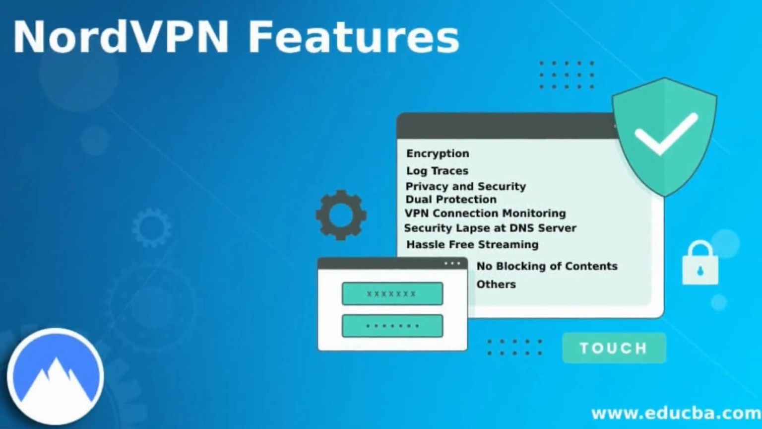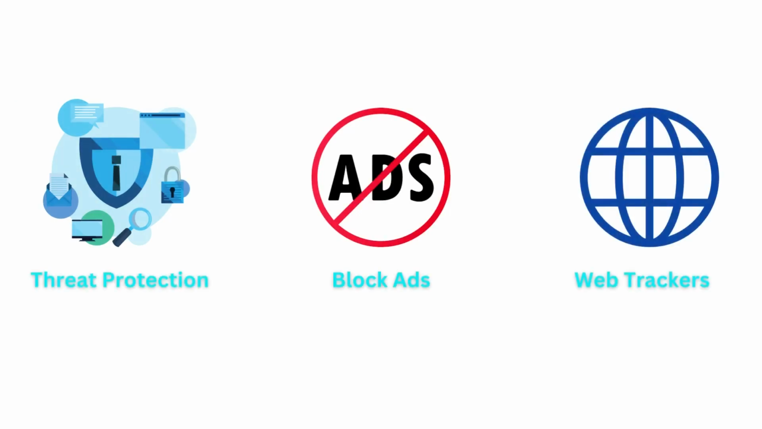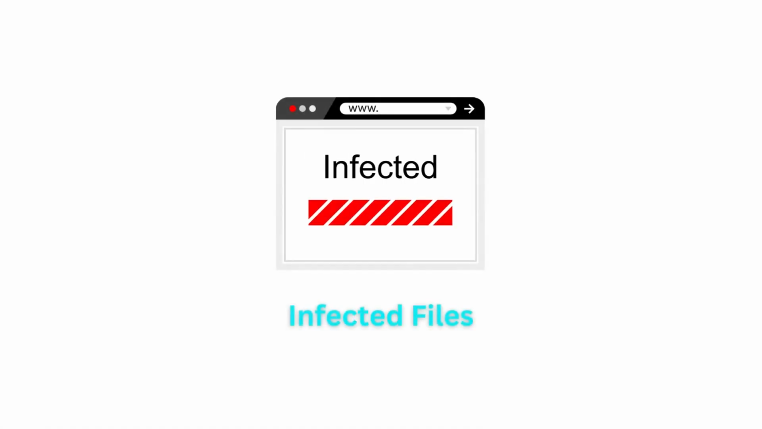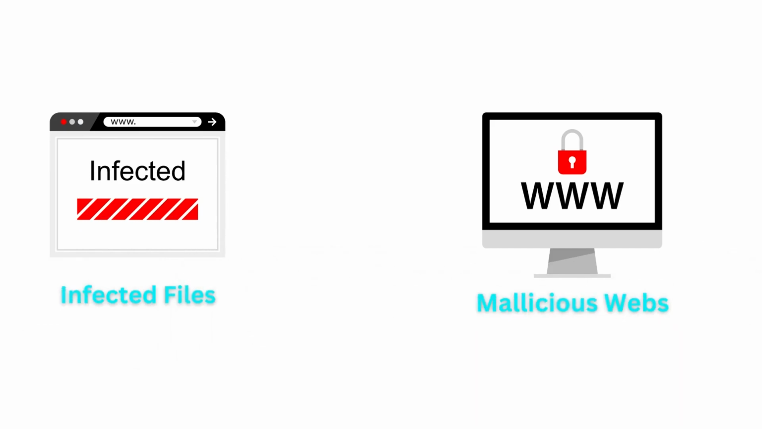Next, let's dive into some of the other features that NordVPN has. We've got Threat Protection up first. What Threat Protection does is it allows you to block ads, web trackers, infected files. It also allows you to block malicious websites, tracking URLs and DDoS scans.